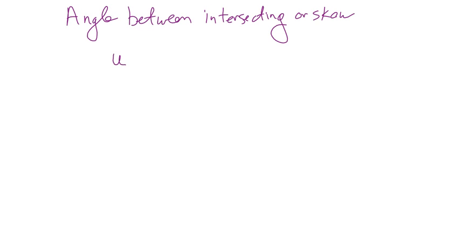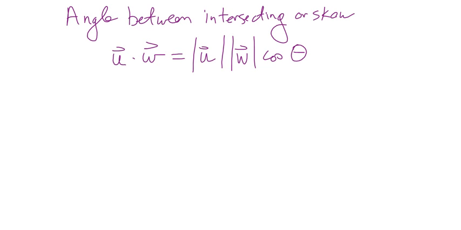Angle between intersecting or skew. If they intersect or they are skew, there is an angle between them. Okay? And if they're skew, we just simply translate it down till we get an angle. And that angle is, well, how do we get angles? U dot W is equal to, we'll give you this formula. It's about the only formula we will give you. This is the formula you're going to get. U dot W is the magnitude of U times the magnitude of W cos theta.